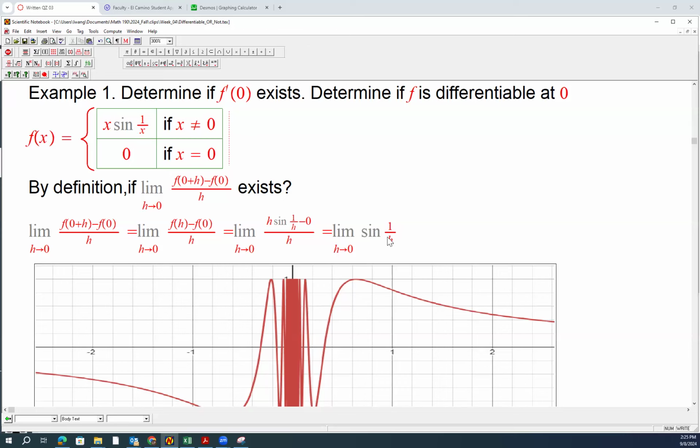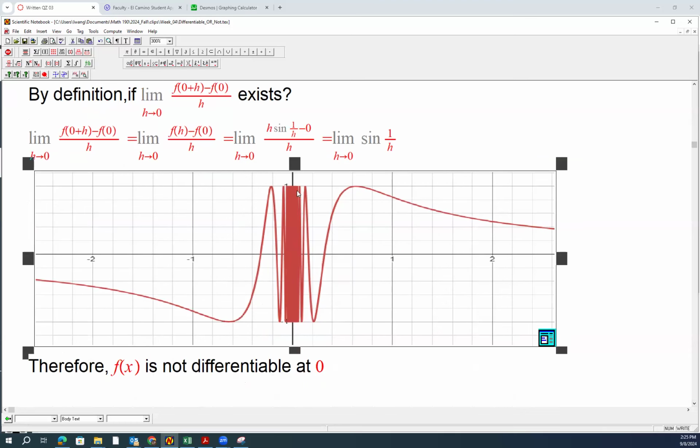Does this function have a limit as h approaches 0? So I put a graph here, which is the sine of 1 over h graph. You can see the function oscillates between -1 and +1 intensely. That's how it formed this little area. Basically, it's just this function sine 1 over h, oscillating up and down between -1 and +1. The limit does not exist.